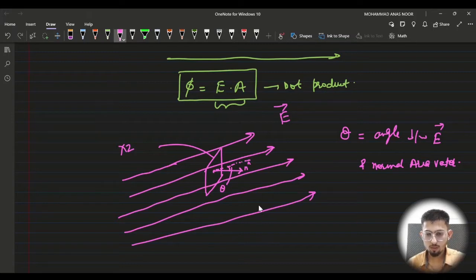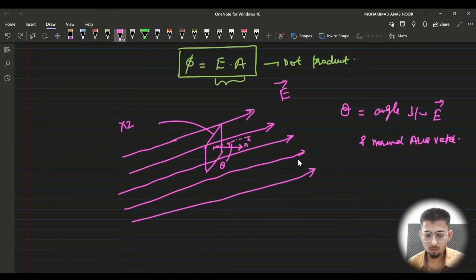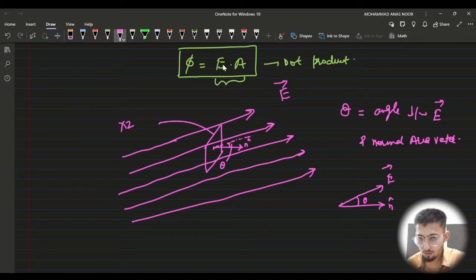Now in this case, not all the electric field passes through the total area. Why? Because if this is theta, and we zoom in, this is E, this is theta.